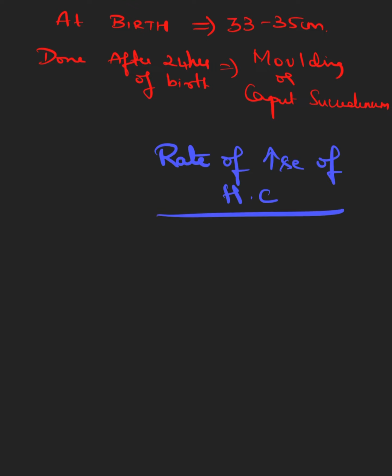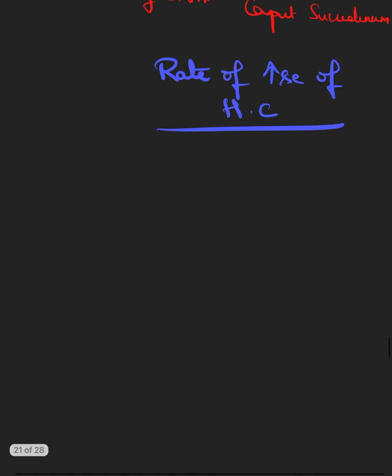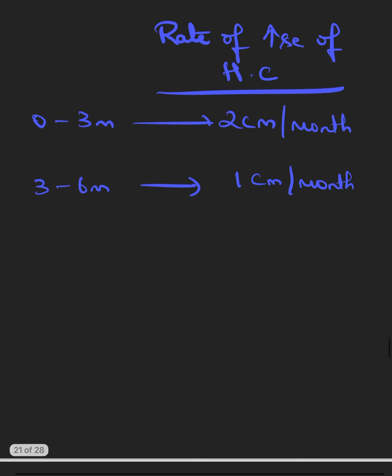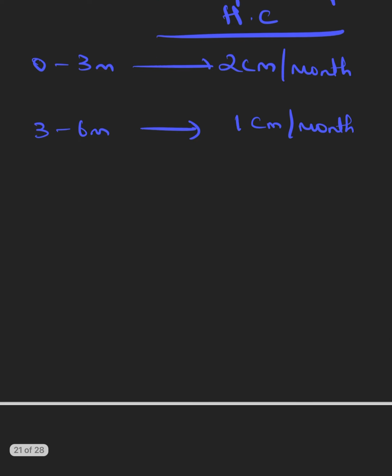How does the rate of increase in head circumference occur? For the first 3 months, the rate of increase is 2 centimeters per month. From 3 months to 6 months, it is 1 centimeter per month. From 6 months to 12 months, it is 0.5 centimeter per month. So total increase in 0 to 3 months is 2 centimeters in the first month, 2 in the second month, and 2 in the third month, that is a total of 6 centimeters.